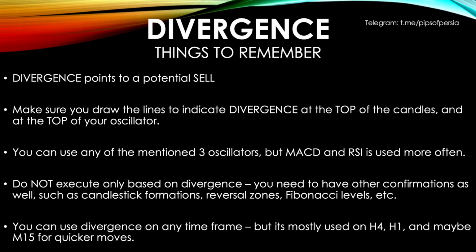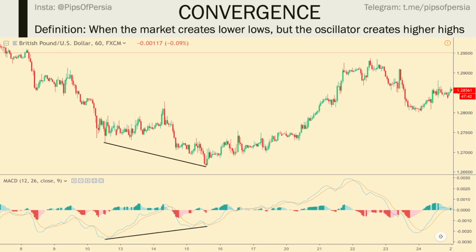Now, there is the opposite of divergence as well. We still call this divergence, but for the purposes of this training, I'm just going to label that as convergence, just to make it a little bit easier to distinguish between them. This is simply the opposite of divergence. So instead of the market creating a new high and the oscillator creating a new low, this is where the market creates a new low and the oscillator creates a new high. So in a way, as you can see, the market has created a new low. It's gone lower. However, our oscillator has created a new high. The MACD within the same two areas has actually created a new high.